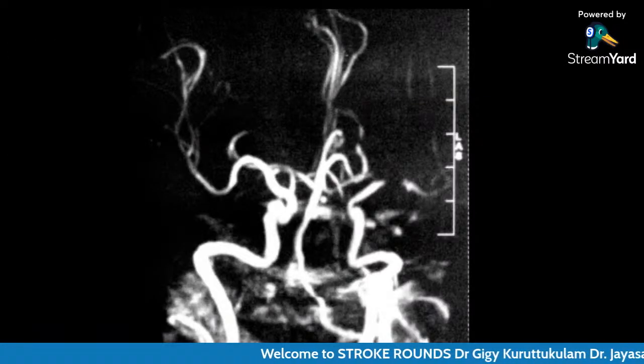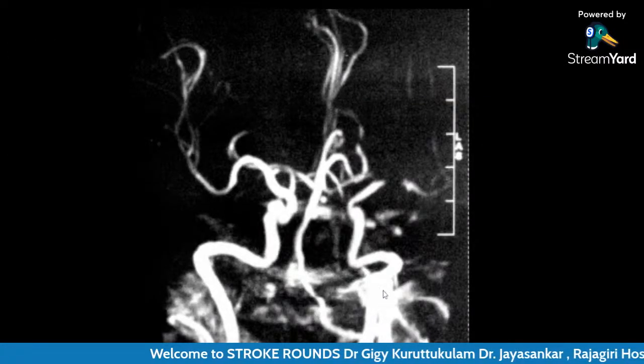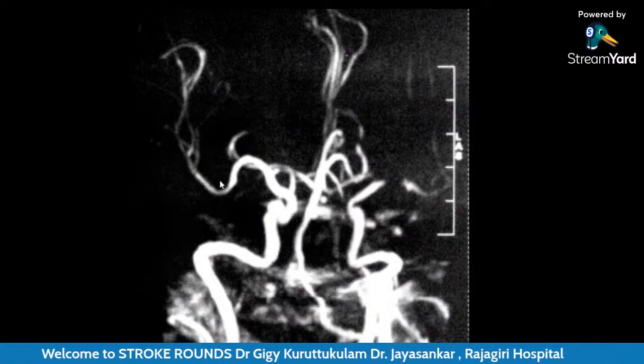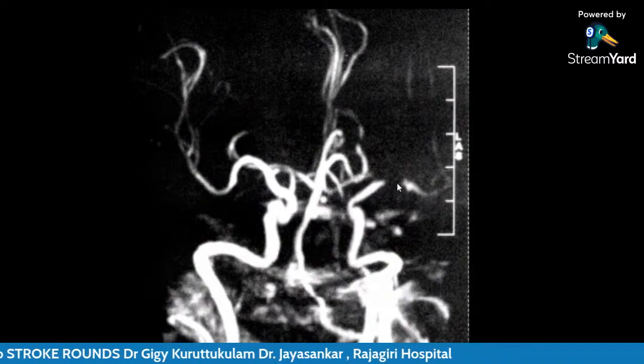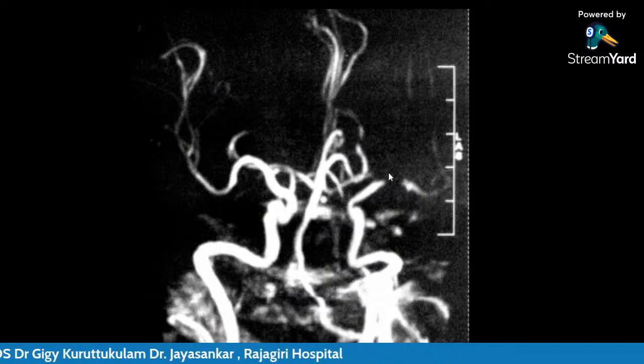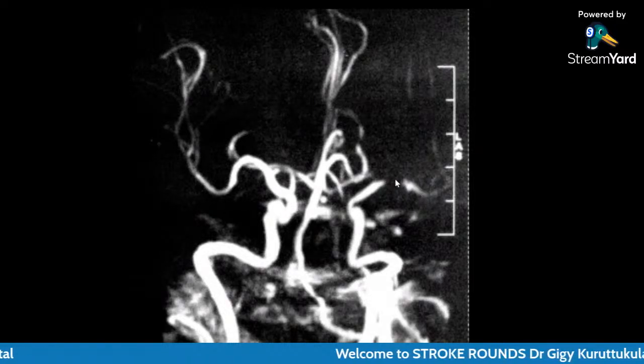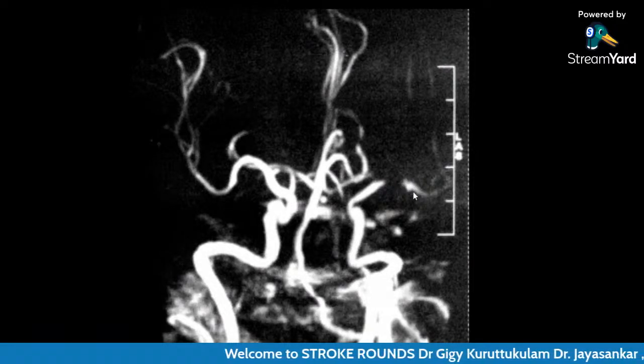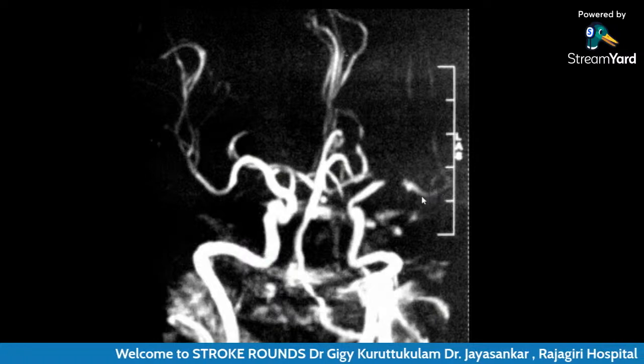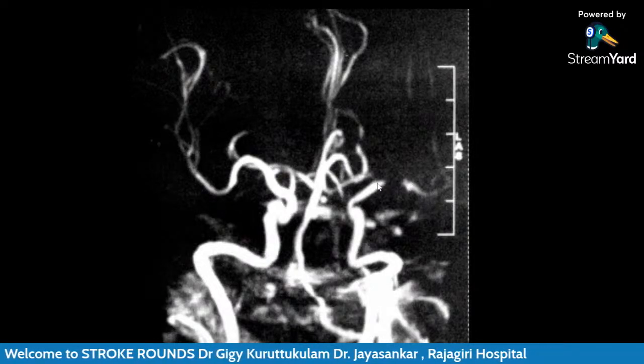So the MR angio is showing normal carotids on both sides, and the left mid M1 segment is showing a filling defect. So this is something similar to yesterday's case. In the previous episode, there was a disease of the M1 segment, but distally you can see the vessel. Yes. So there is flow, it is not completely occluded.